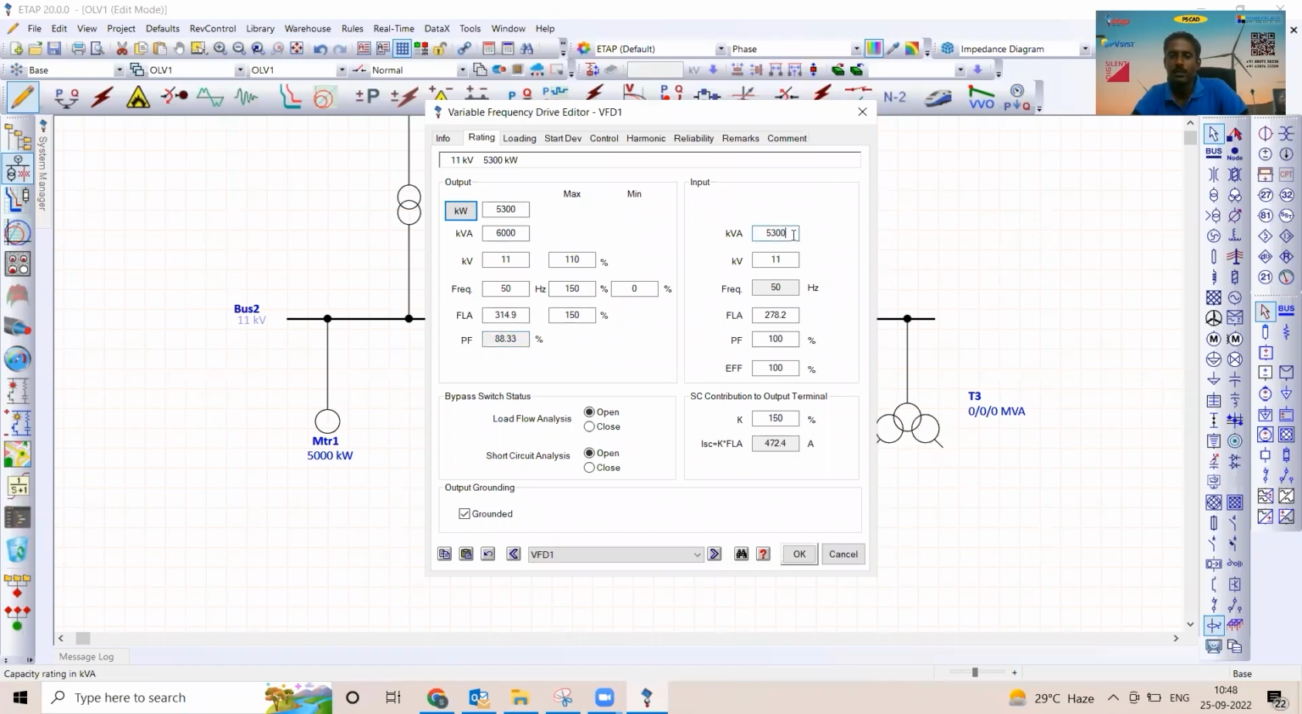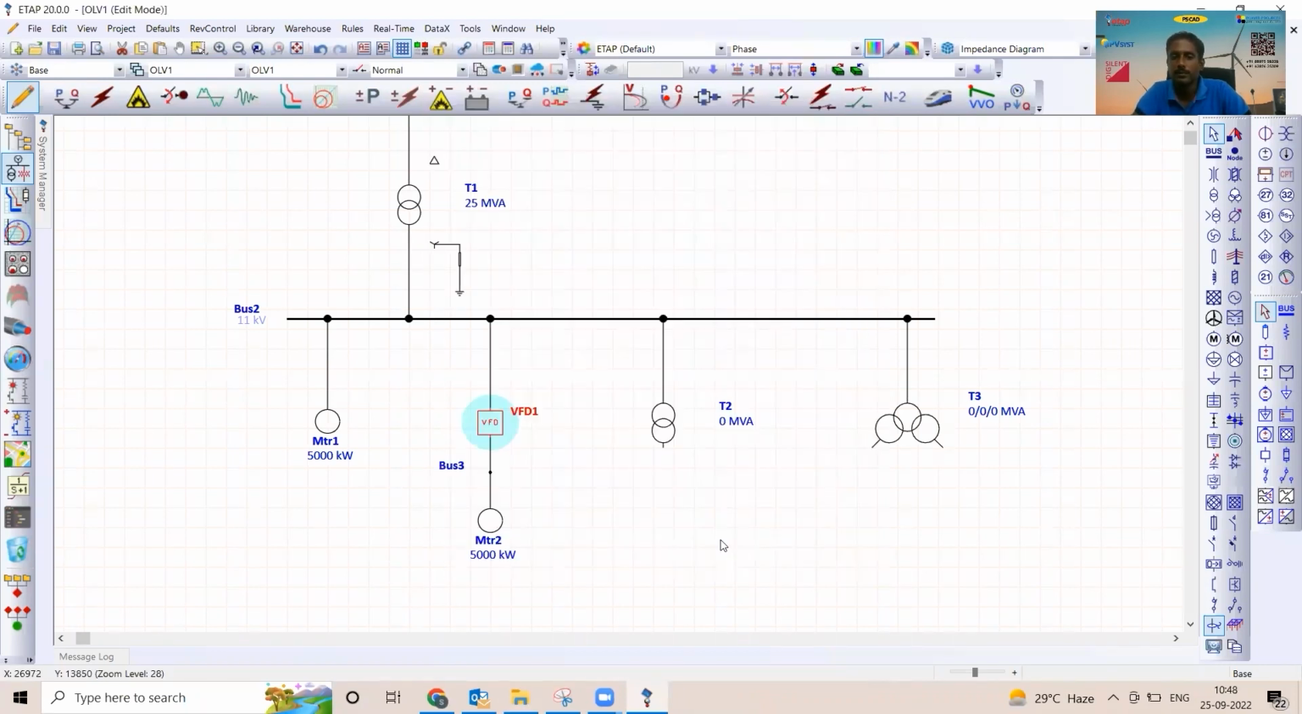And coming to this point, that is the output. What about the input? The efficiency of the variable frequency drive will not be 100%. That will be in the range of about 92 to 97, 98%. But the input power factor of the variable frequency drive could be 100%, which means the variable frequency drive has the capability to generate the reactive power requirement of the motor on its own, without drawing reactive power from the input.